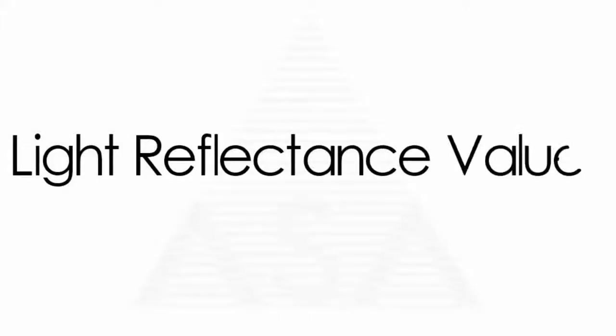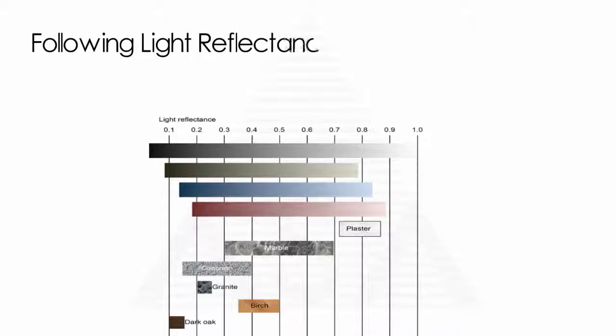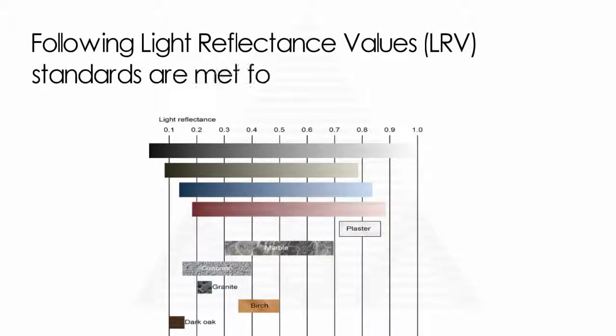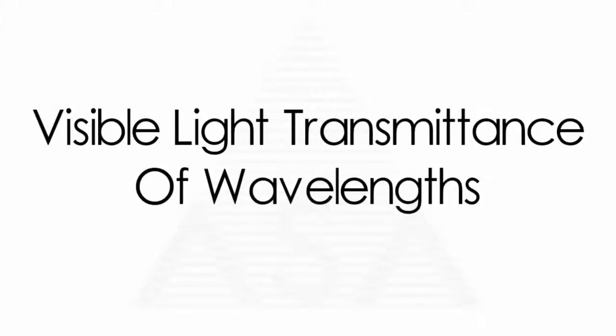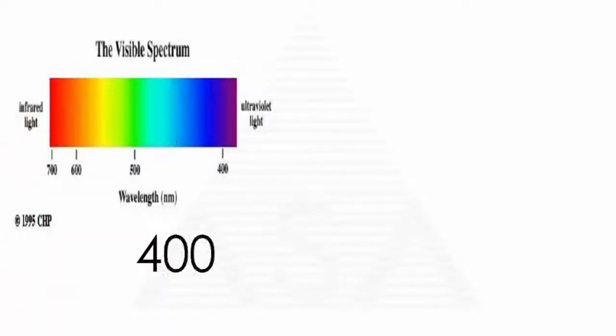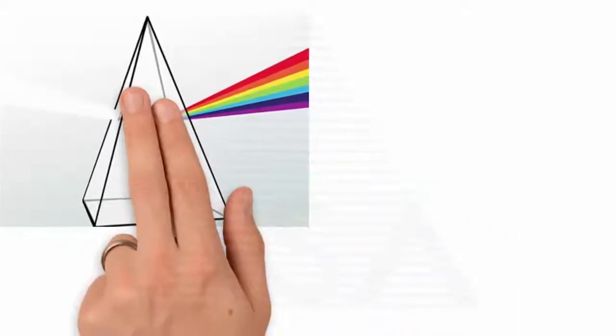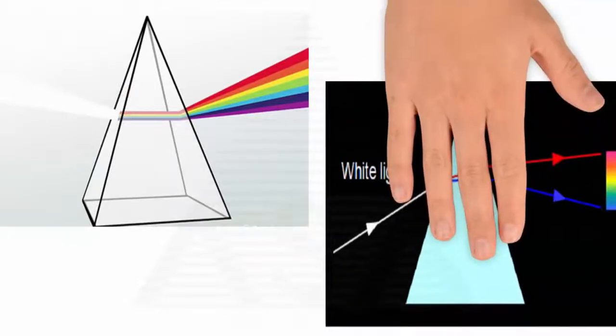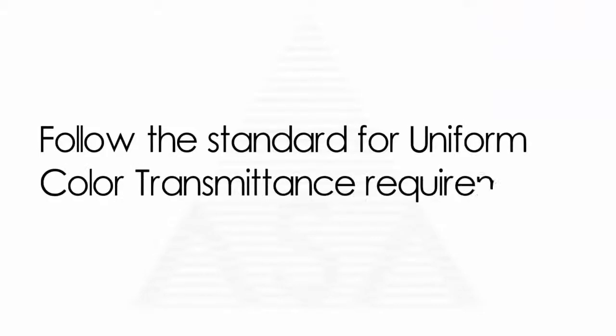Light reflectance values. Following light reflectance values, LRV, standards are met for circadian cycle regulation. Visible light transmittance of wavelengths. The visible spectrum is the only part of the electromagnetic spectrum that can be seen by the human eye, giving it comfort, mood, alertness, health. It includes electromagnetic radiation whose wavelength is between about 400 nanometers and 700 nanometers. Visible light from the sun appears white, but it's actually made up of multiple wavelengths, colors, of light. Follow the standard for uniform color transmittance requirements.